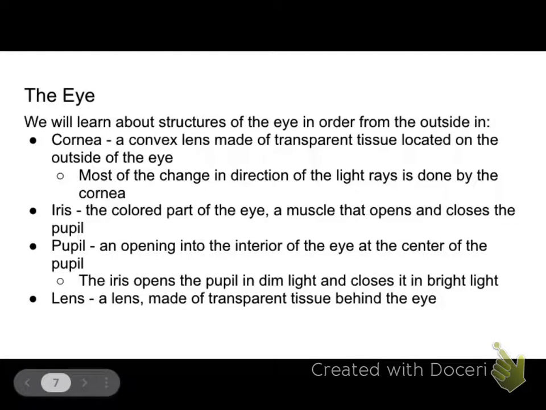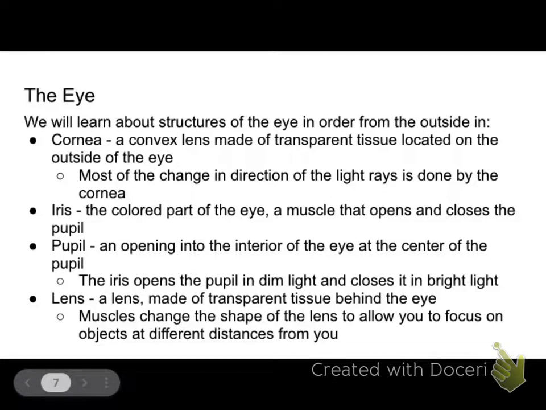Behind your pupil is the lens. The lens is exactly what it says it is. It is a lens made of transparent tissue, and there are muscles attached to your lens that help change the shape of your lens. And by changing the shape of the lens, they allow you to focus on objects that are far away and then also focus on objects that are close to you.